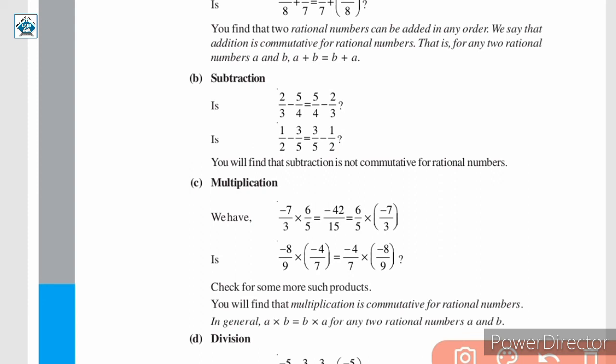Let us consider the next operation of multiplication. So here we are given two rational numbers, minus 7 by 3 and 6 by 5. When they are multiplied, these are equal to minus 42 upon 15, which is again equal to 6 by 5 into minus 7 by 3. So in the case of multiplication of two rational numbers, the order doesn't matter. So we can say that multiplication is commutative for rational numbers.